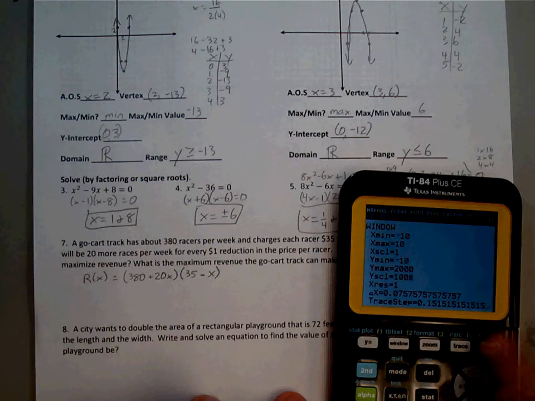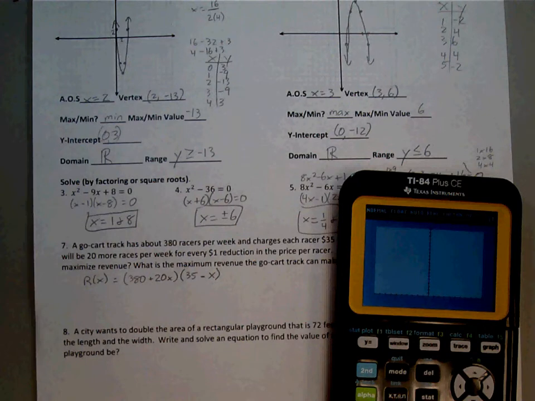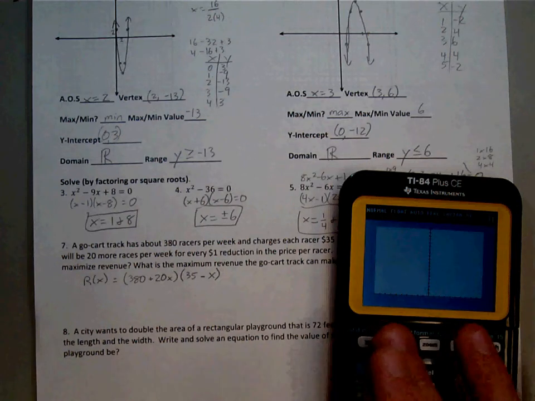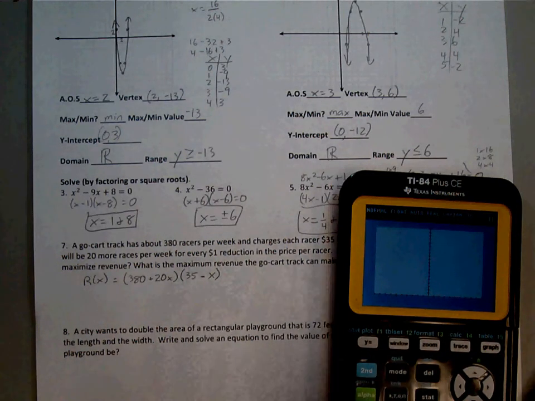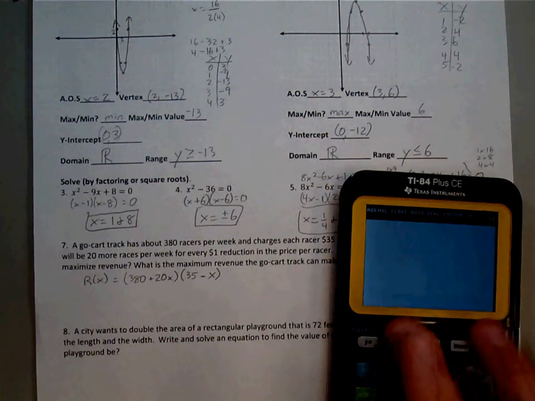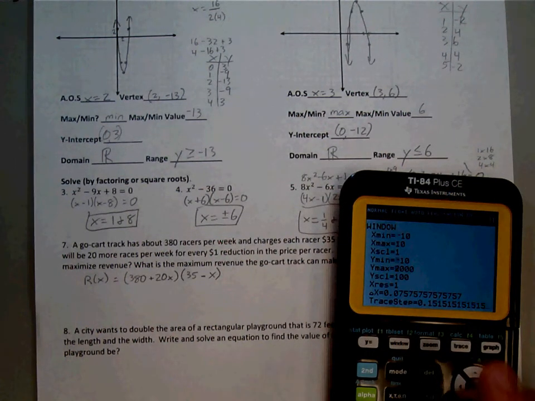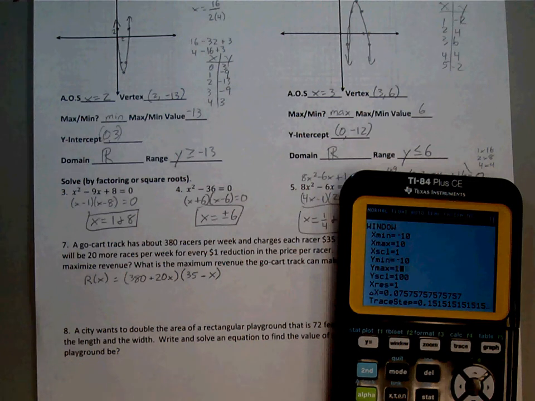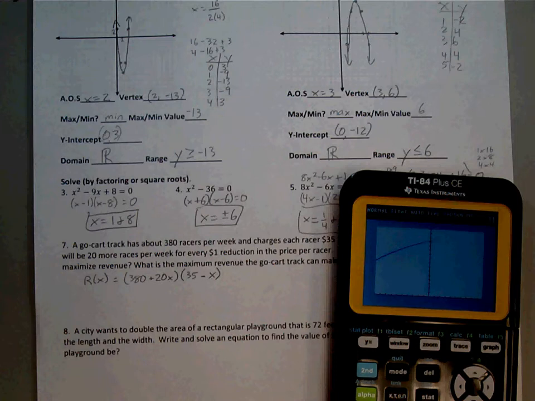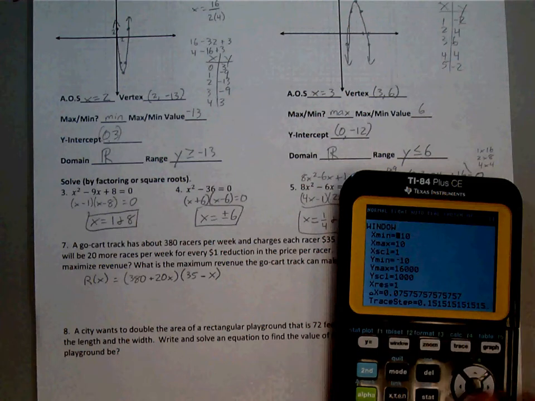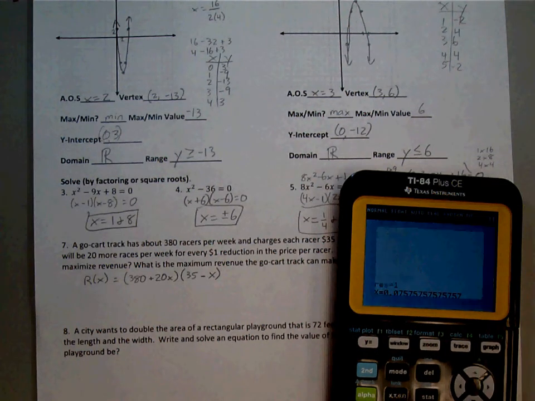Okay, we'll go scale by 100. Let's try that. Yeah, I think we really needed to go higher. 380 times 35 is going to be more like, we need to go way higher than that. So let's try like 16,000 or something. Let's try it. Okay, we're looking for the maximum. Oh, maybe I need to go further to the right with my x's. So let's try 20. Okay, it's going back down.